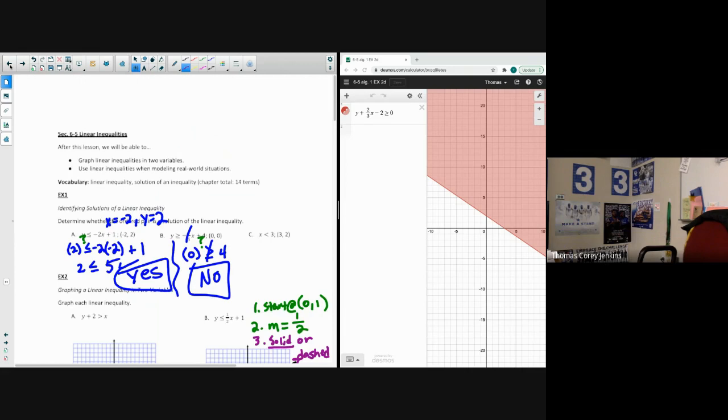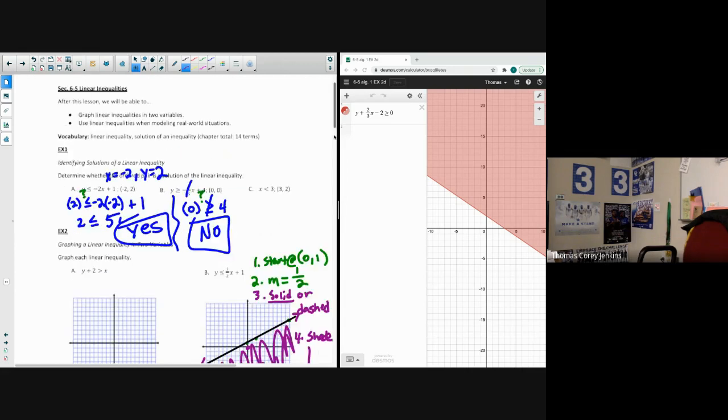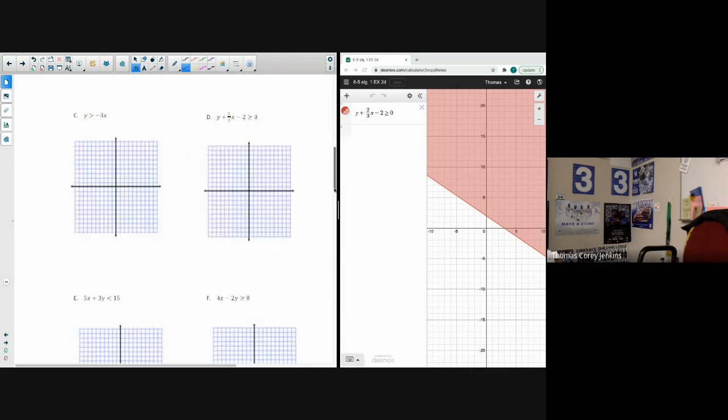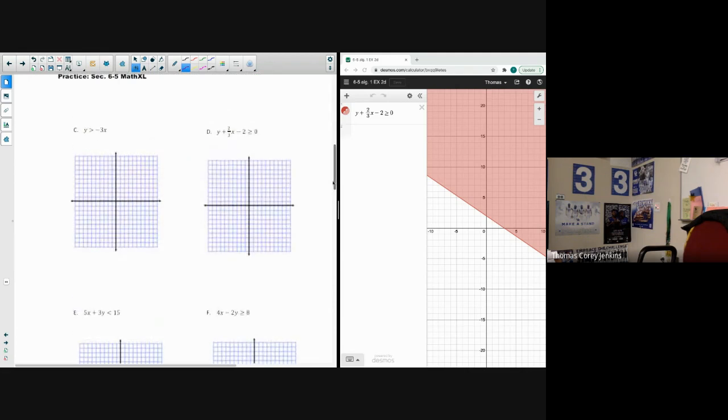So on that note, you still can use Desmos, so I wanted to show you a little bit of that too. I did want to show you one by hand, that's why I showed you that one. I would leave C for you. Now let's look at D, right? So D says y plus 2/3 x minus 2 is greater than or equal to 0.